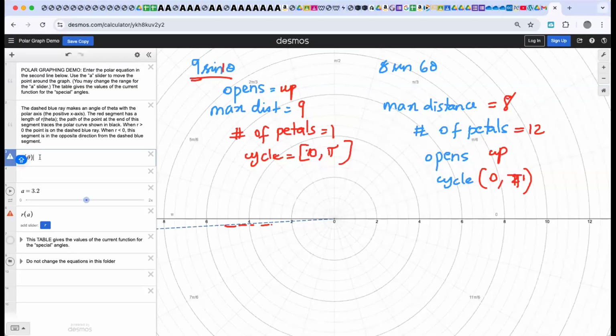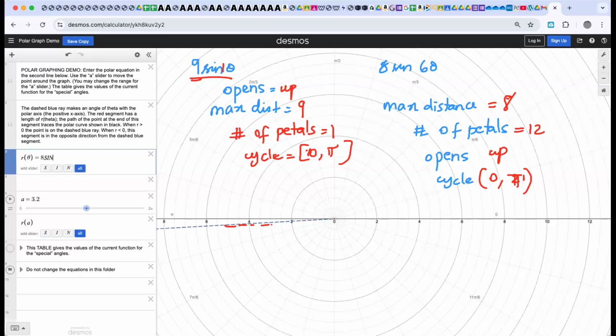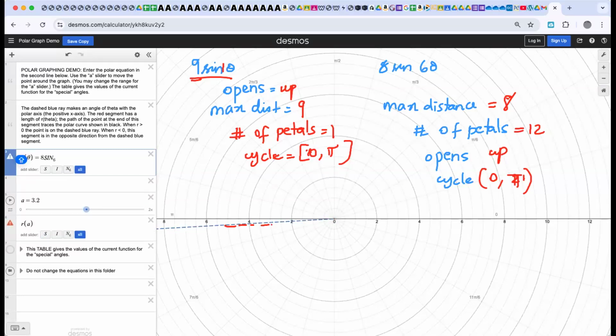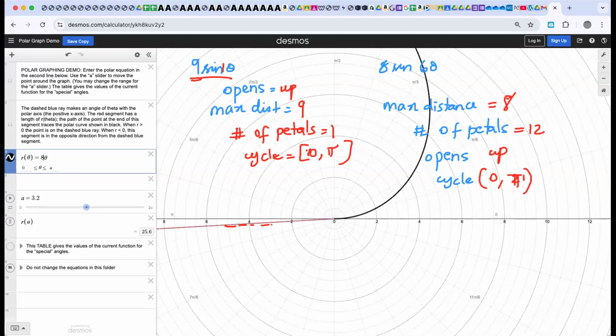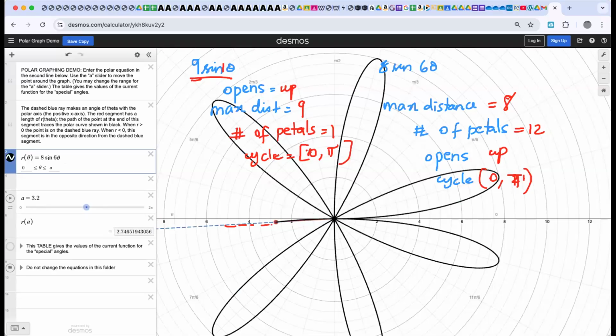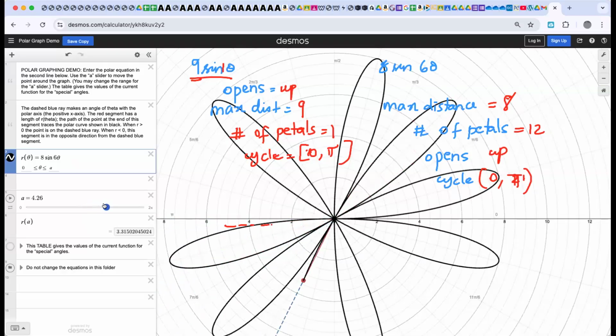Nitin, are you following? Yeah. Supraj, you? Yeah. What is that? 8 sin 6 theta. See? Are we clear? Yeah.